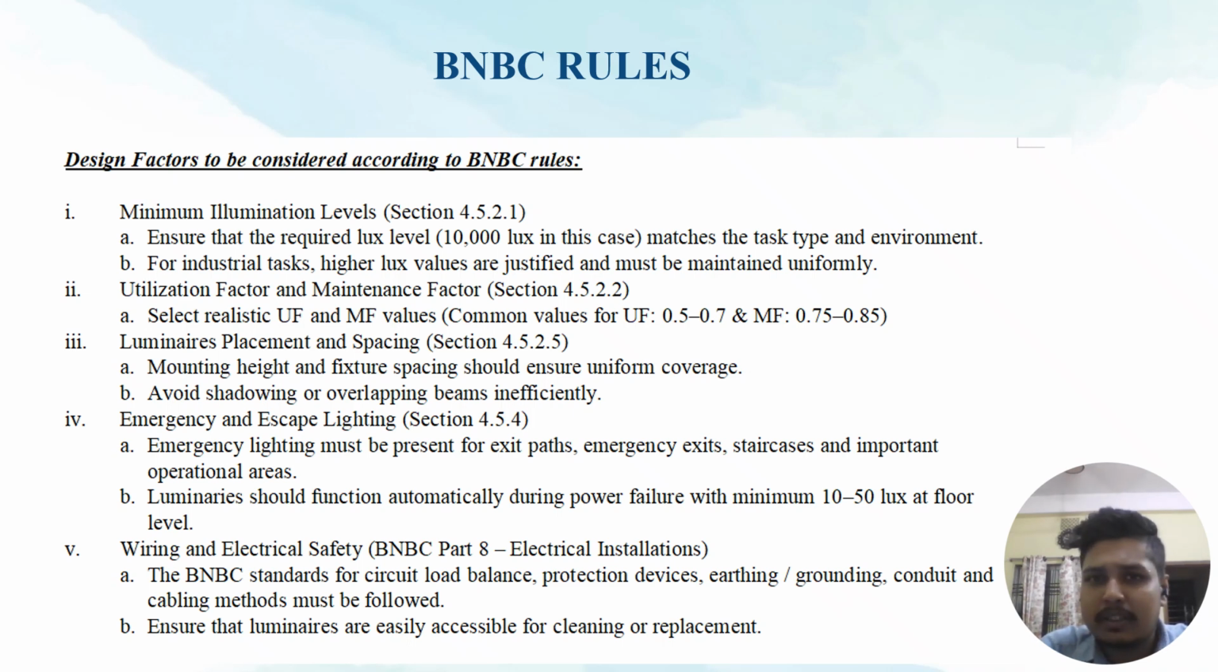And number four is emergency and escape. It provides emergency lighting for exit staircases and escape paths. This should work automatically during power failure, ensuring 10 to 50 lux on the floor. And finally, number five is wiring and electrical safety, that follows standards for circuit load, protection devices, grounding and conduits. Fixtures should be easily accessible for maintenance or replacement.